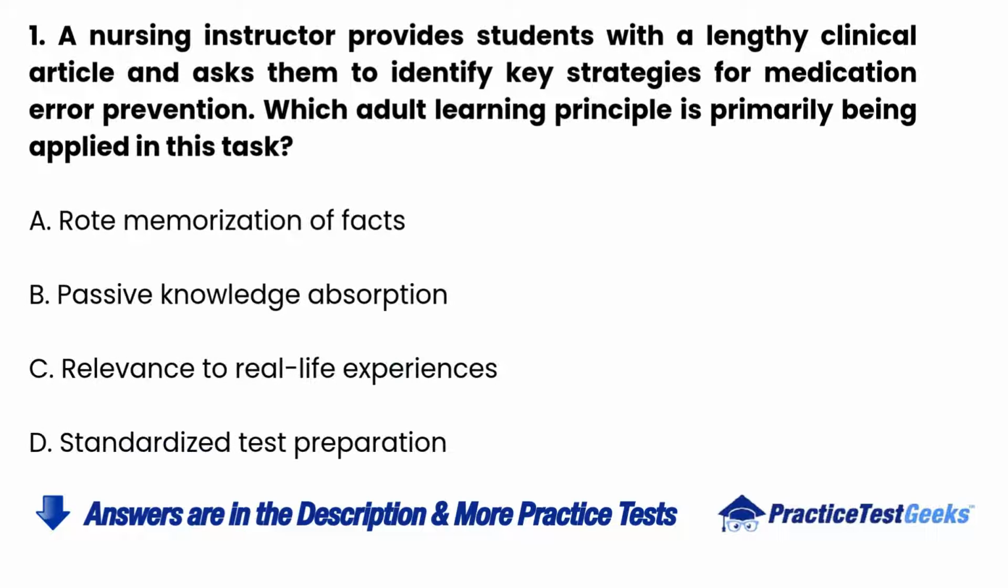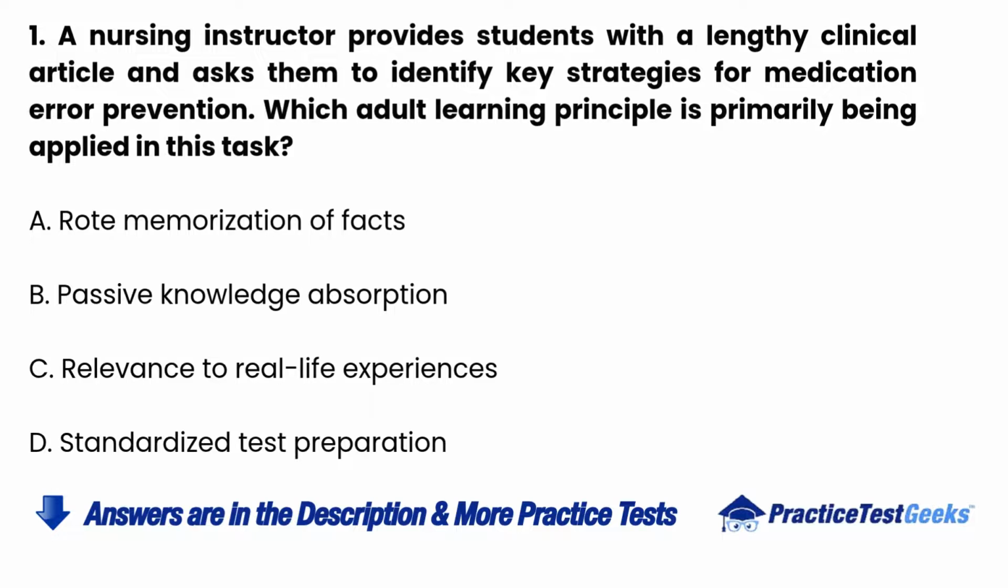1. A nursing instructor provides students with a lengthy clinical article and asks them to identify key strategies for medication error prevention. Which adult learning principle is primarily being applied in this task? A. Rote memorization of facts. B. Passive knowledge absorption. C. Relevance to real-life experiences.